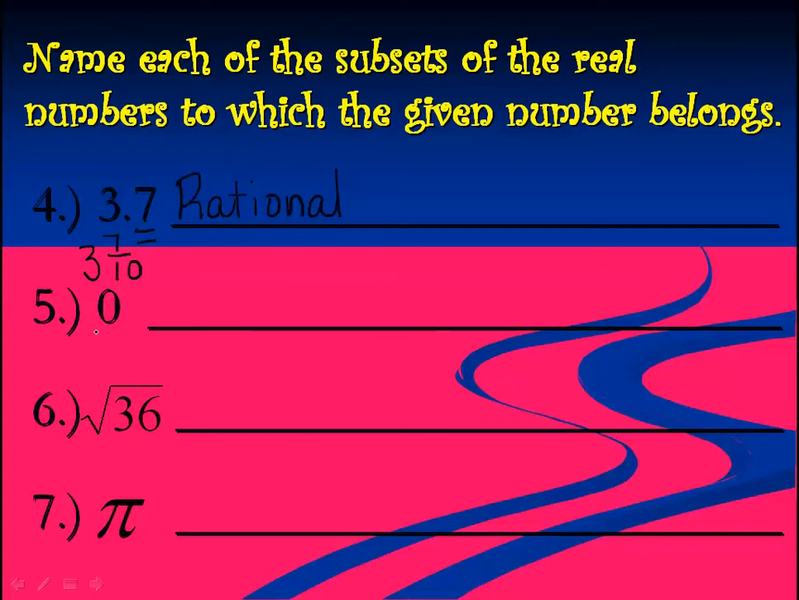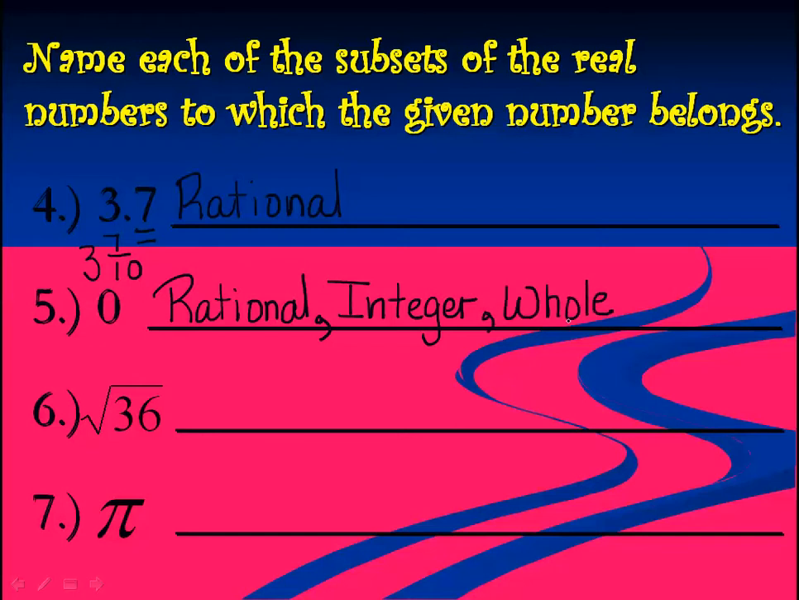0. We could place 0 over 1. 0 is a rational number. 0 is also an integer. Remember, integers are all of the whole numbers and their opposites. And 0 is a whole number. Remember, whole numbers start at 0 and count up.